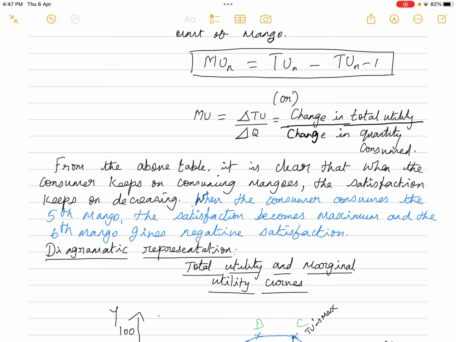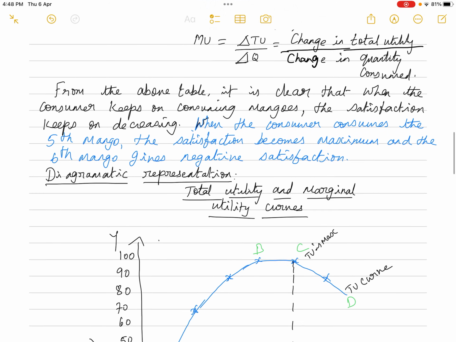Whatever I have explained in words, we are writing it. From the above table, it is clear that when the consumer keeps on consuming mangoes, the satisfaction keeps on decreasing, isn't it? That's what we have observed. And when the consumer consumes the fifth mango, the total satisfaction becomes maximum. And the sixth mango gives negative satisfaction. So this we have proved through the table.